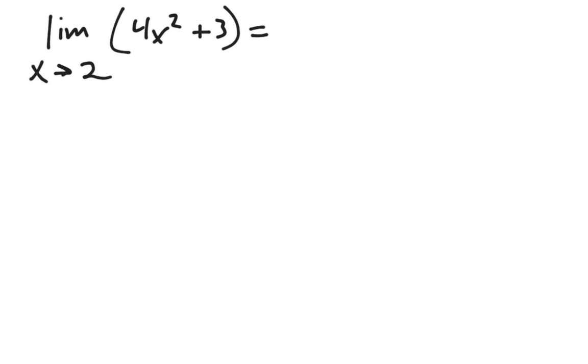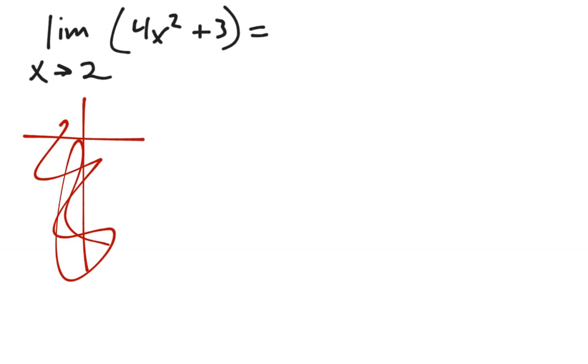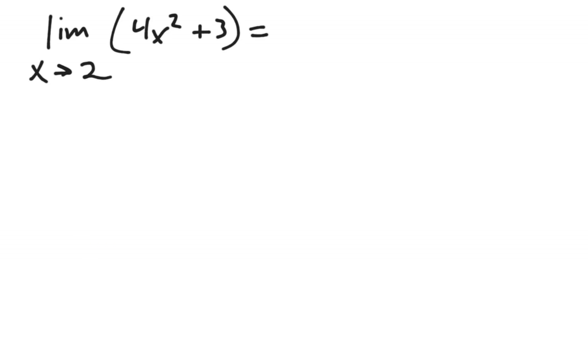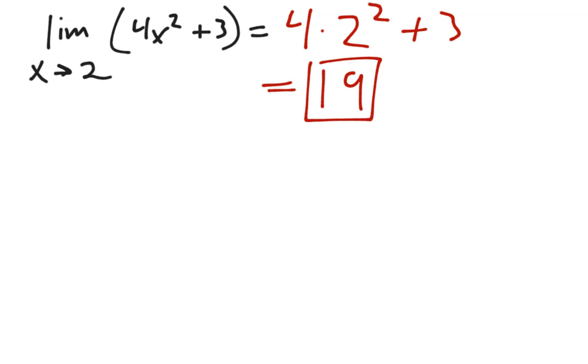Hey, look, here's a limit. What we need to do is evaluate it, and guess what? We don't have to do any chart like that, none of that. Instead, what we can do is plug it in and see what happens. All right, so let's plug it in. 4 times 2 squared plus 3. 2 squared is 4. 4 times 4 is 16. 16 plus 3 is 19. Great. Using properties of limits, all we have to do to evaluate a limit is plug in the x value.